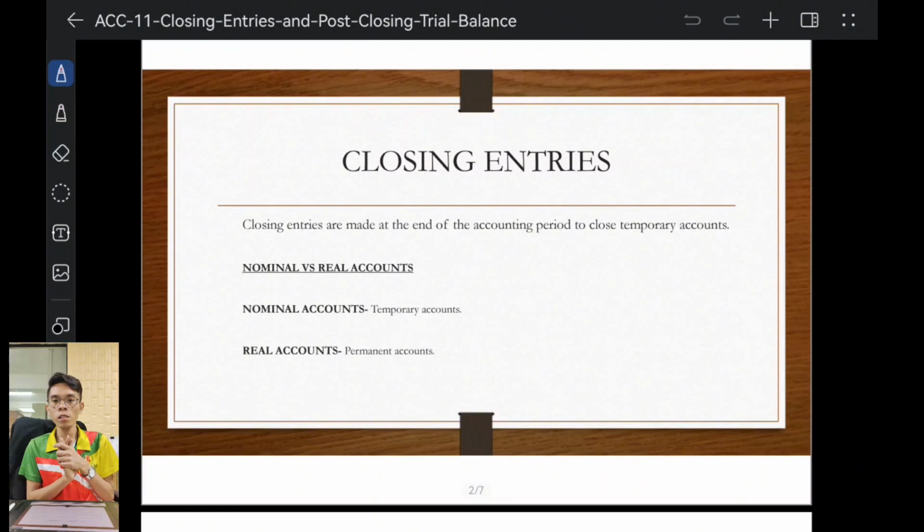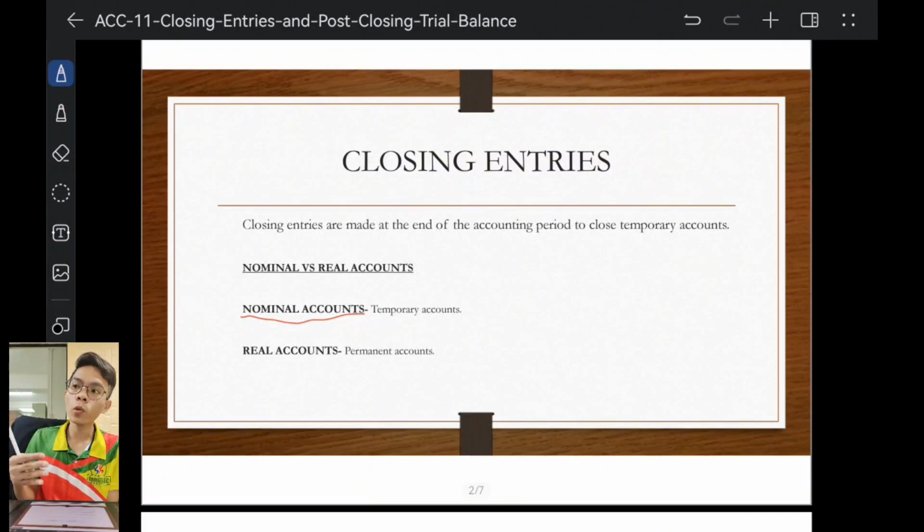Good day, everyone. So today we will be discussing step 8 of the accounting cycle, and that would be the closing entries. Closing entries, class, are made at the end of the accounting period to close temporary accounts. So that we will be able to know what temporary accounts are, let us differentiate first the nominal versus real accounts. When we say nominal accounts, class, these are accounts that are temporary.